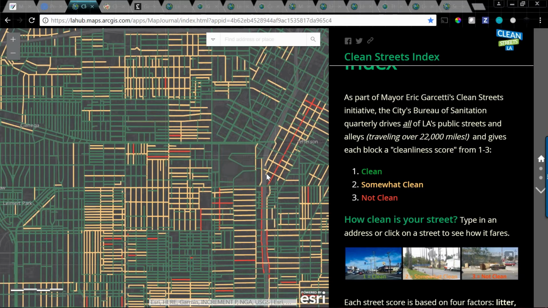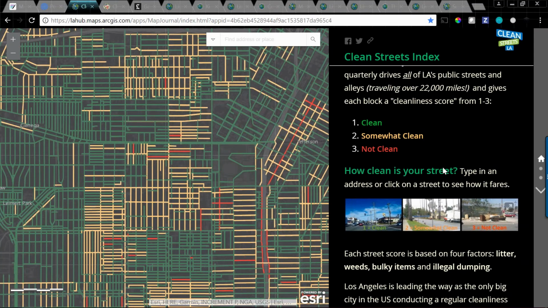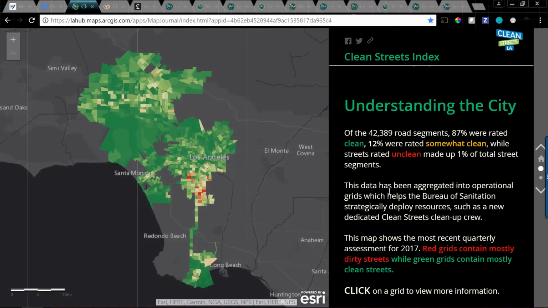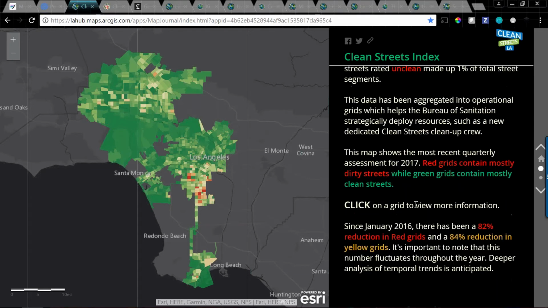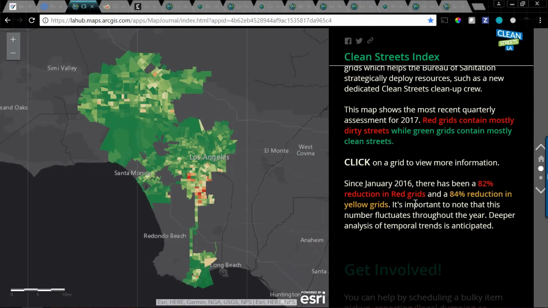What's really neat about this project is that the city does this every single quarter, and they're able to track the change over time to see if they're actually improving on the clean streets. What they did here was aggregate the streets into these grids. And these grids are what the Bureau of Sanitation uses to strategically assign cleanup crews to different areas around the city. What I love about this is that since the start of the project, which was January of last year, there's been over an 80% reduction in both red grids and yellow grids. So that's pretty amazing.